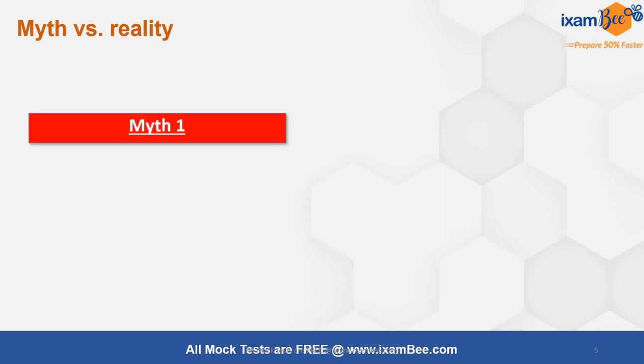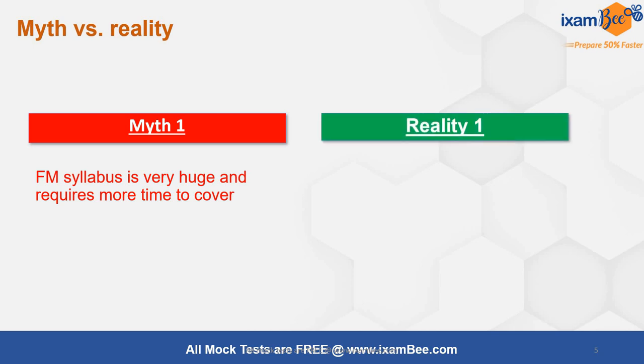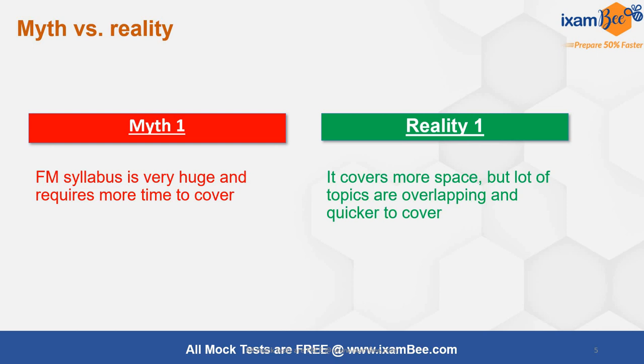The first myth that relates to the FM paper is that the FM or finance and management syllabus is very huge and requires much more time to cover as compared to any other subject in the RBI Grade B exam. Well, this is a very big myth. The reality is, although it looks big because it occupies more space in the syllabus as compared to other subjects, there are a lot of topics which overlap with other papers, and despite it being more elaborate in nature, the topics are actually easier and quicker to cover.